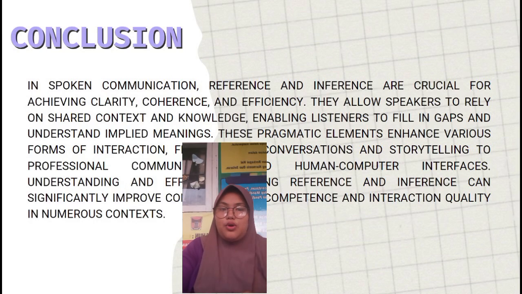So, what's the conclusion? The conclusion is in spoken form communication, reference and inference are crucial for achieving clarity, coherence, and efficiency. They allow speakers to rely on shared context and knowledge, enabling listeners to fill in gaps and understand implied meanings. These pragmatic elements enhance various forms of interaction, from casual conversation and storytelling to professional communication and human computer interfaces. Understanding and effectively using references and inference can significantly improve communication, competence, and interaction quality in numerous contexts. So, that's all for me.